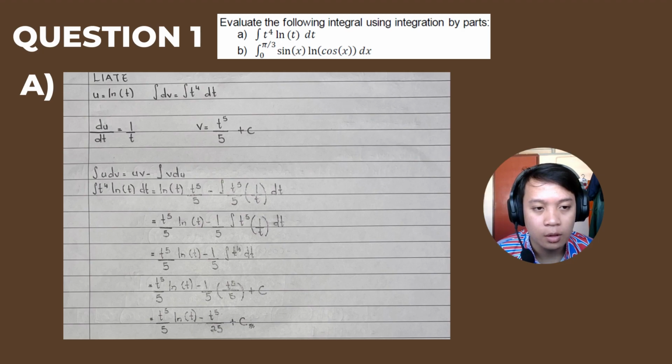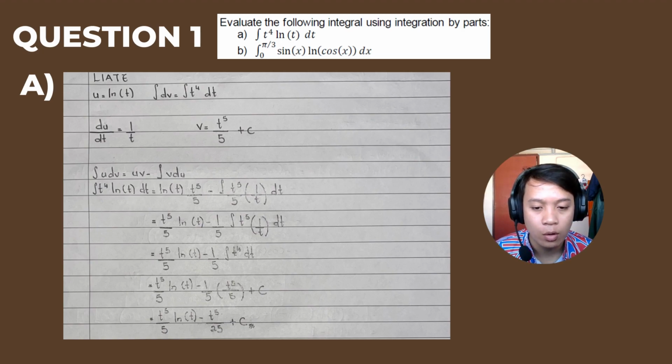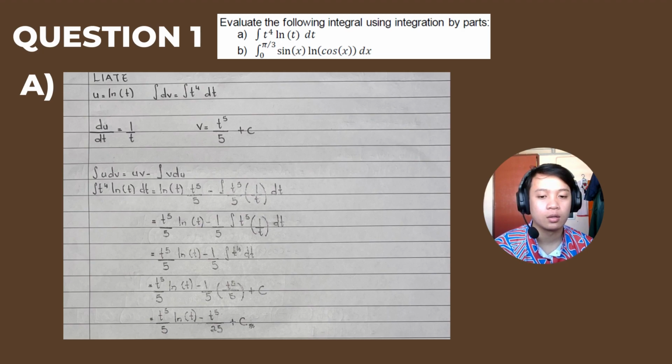First, we determine our u, which is ln t. Then we differentiate, and we will get 1 over t. After that, we integrate t to the power of 4 dt. You will get t to the power of 5 over 5 plus c.